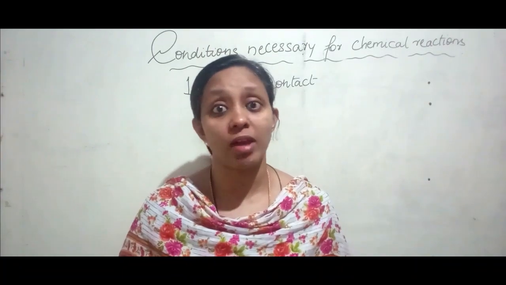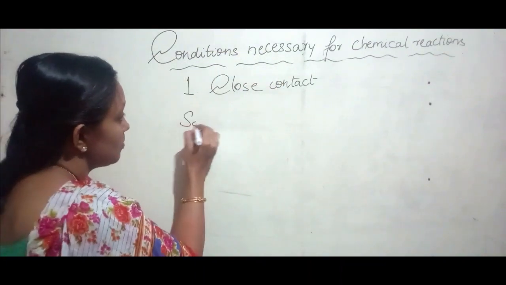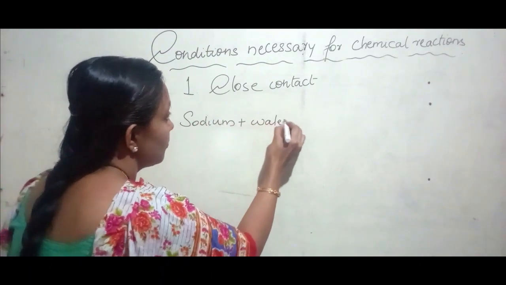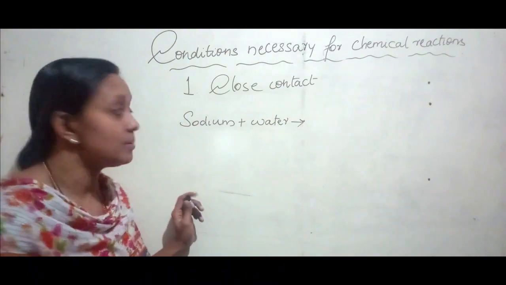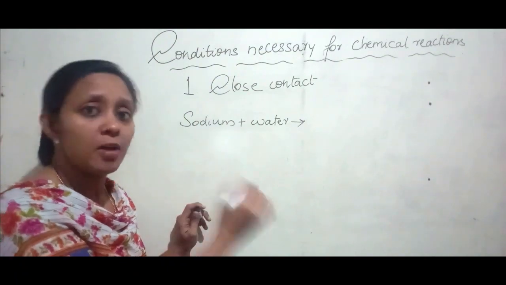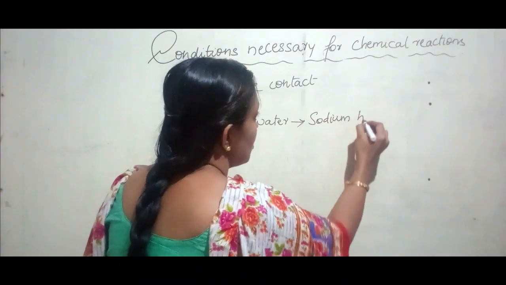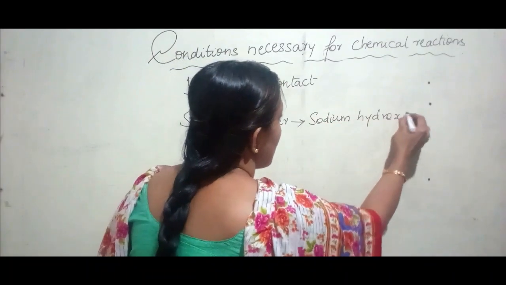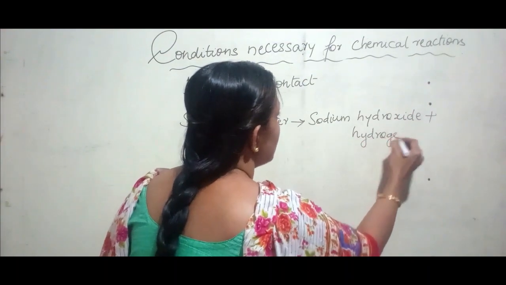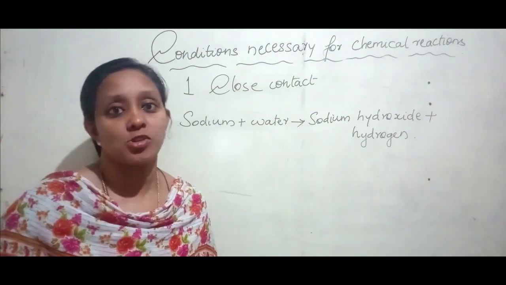Okay, so shall we try writing a chemical equation for this reaction? Sodium, metallic sodium, when it is added to water, what happens? It reacts together. Sodium reacts with water very vigorously, giving you sodium hydroxide and hydrogen gas. Sodium hydroxide and hydrogen gas. This is the word equation for this particular reaction.